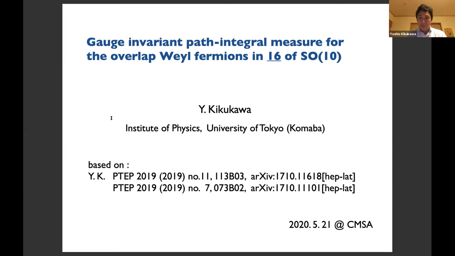Yeah. Thank you very much, Ben. First of all, I would like to thank Juven for giving me this opportunity to present my work in the seminar at CMSA. Thank you very much. So today, I would like to discuss gauge-invariant path integral measure for the overlap lattice Weyl fermions in the 16-dimensional irreducible representation of SO(10). This talk is based on these two works.